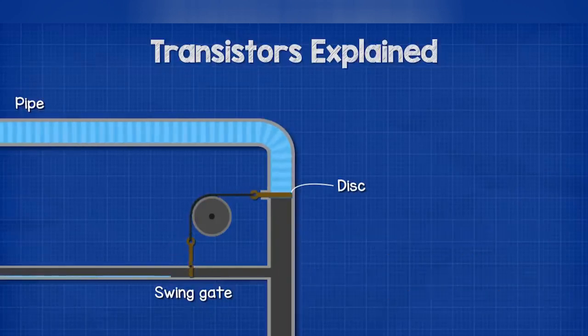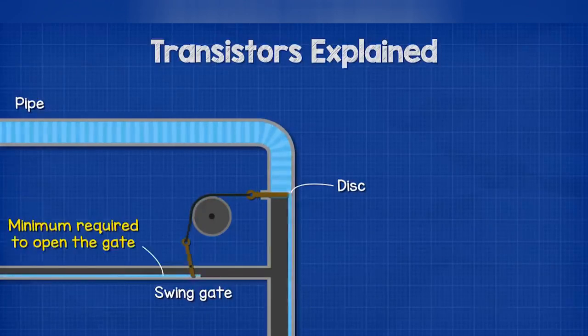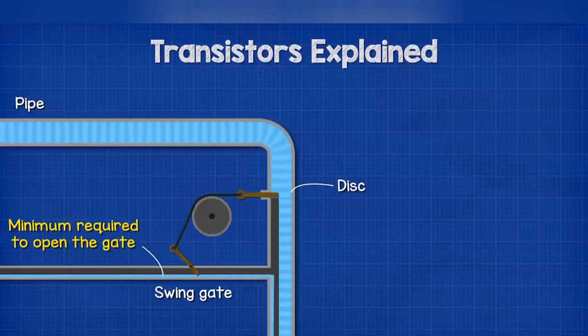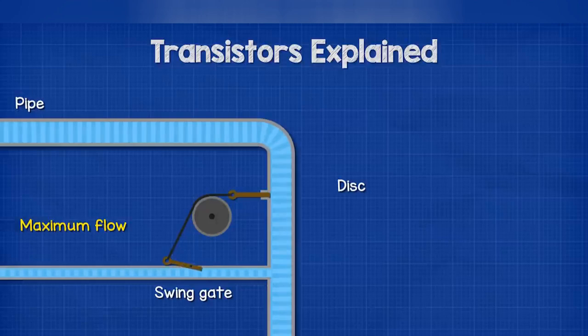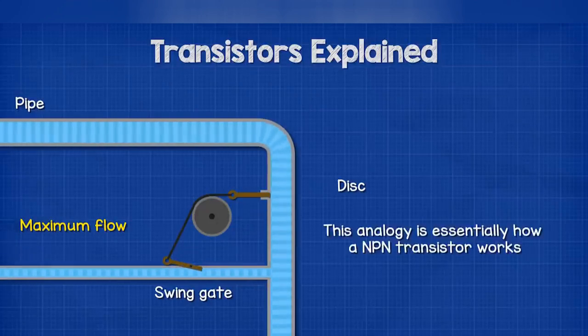The swing gate is a little heavy, so a small amount of water won't be enough to open it. A certain amount of water is required to force the gate to open. The more water we have flowing in this small pipe, the further the valve opens and allows more and more water to flow in the main pipe. This is essentially how an NPN transistor works.